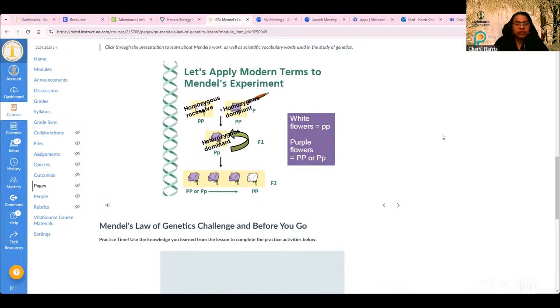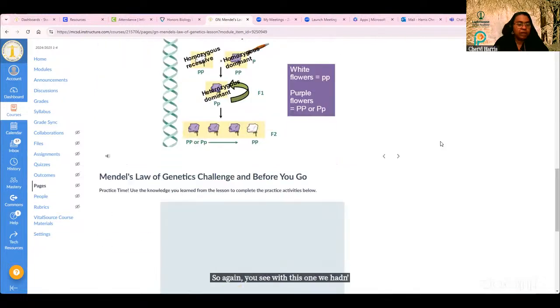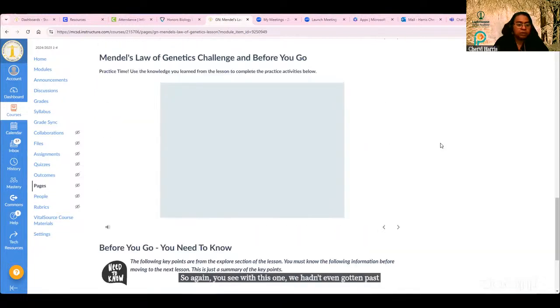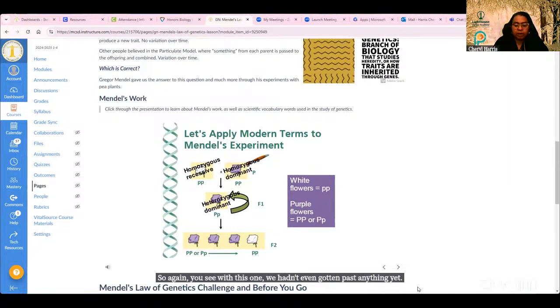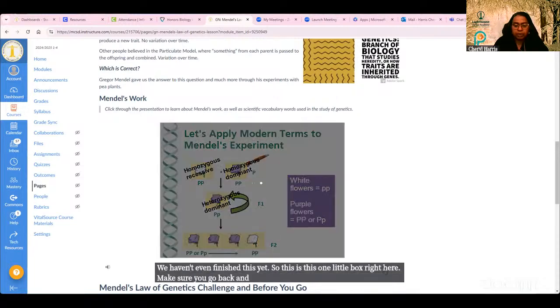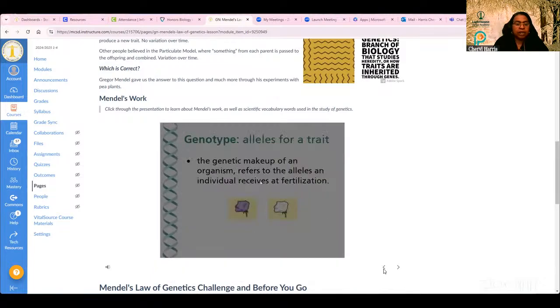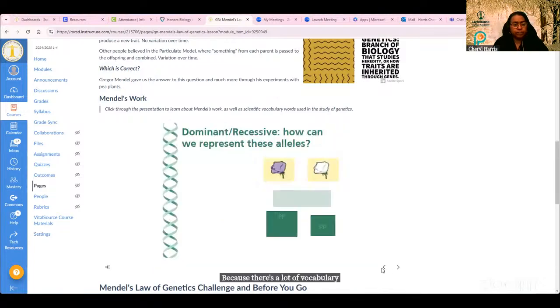So again, you see with this one, we hadn't even gotten past the anything yet. We hadn't even finished this yet. So this is this one little box right here. Make sure you go back and look at all of this again, because there's a lot of vocabulary just in this box right here. How can we represent alleles?